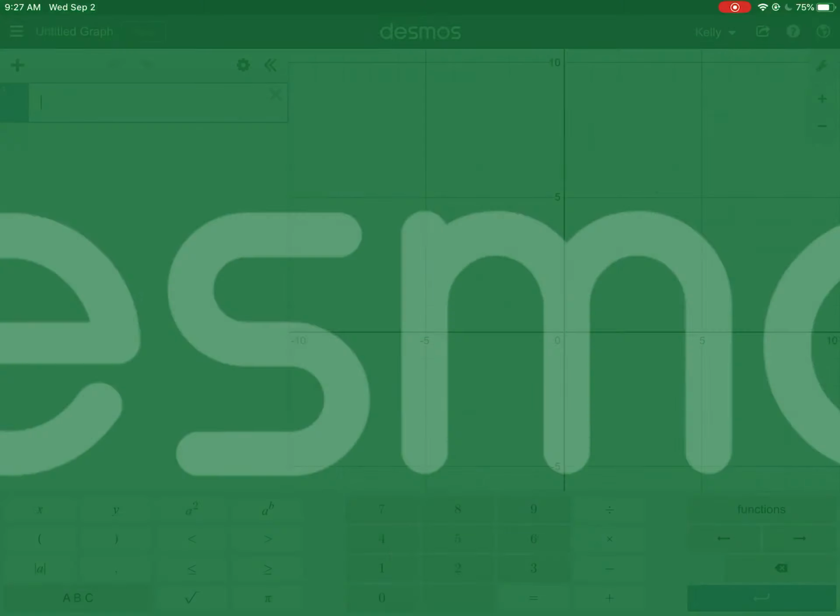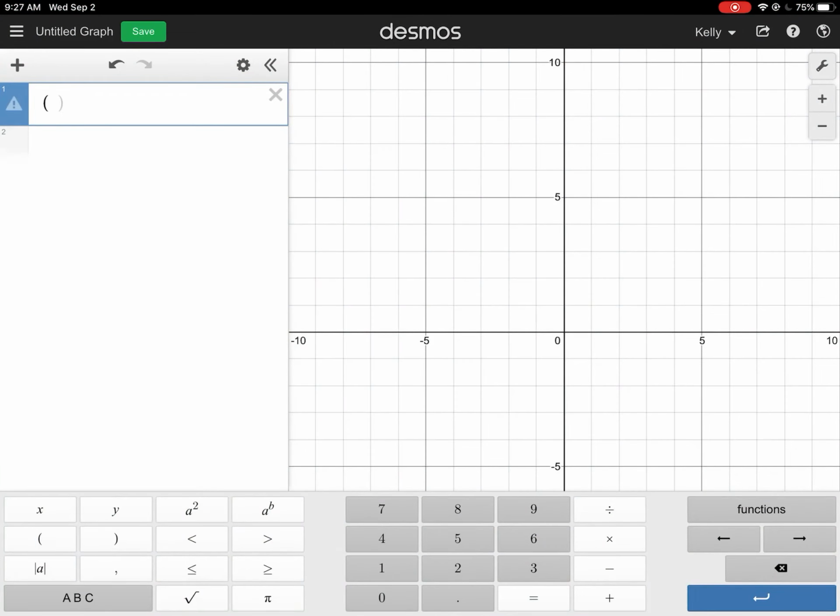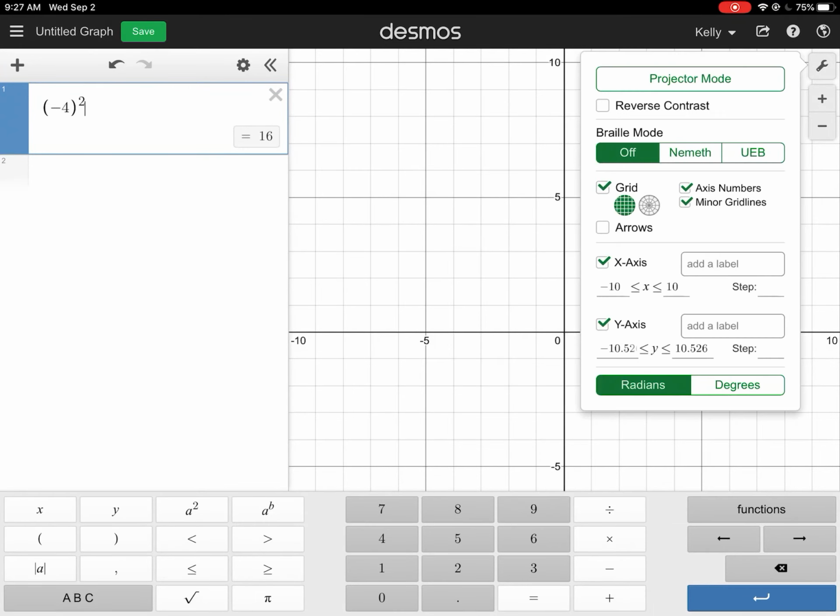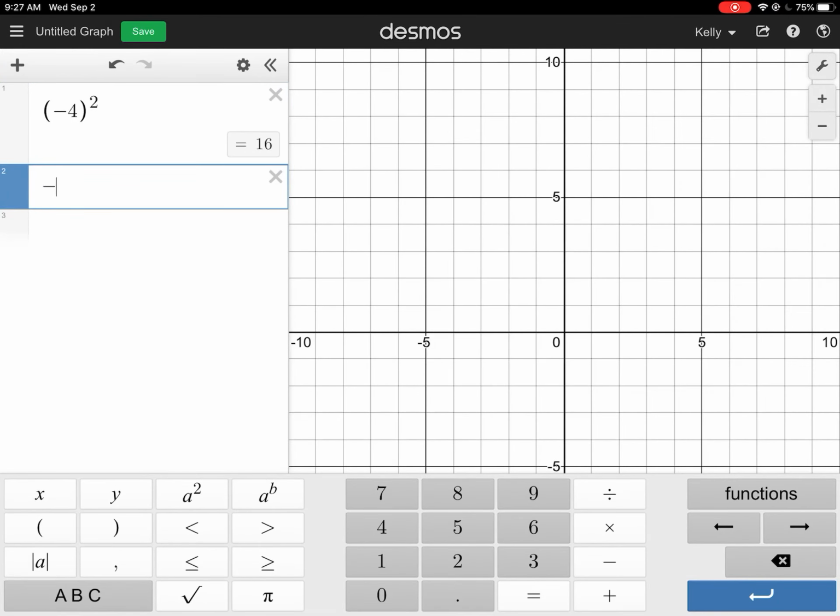I know that on a graphing calculator, like on a TI calculator, it matters. So (-4) squared should be 16. Now, let's try it without the parentheses. I don't know how it'll do it here. Here we go, right? So when you don't have the parentheses, it gives you -16, which doesn't make any sense because -4 times -4 is supposed to be positive 16.